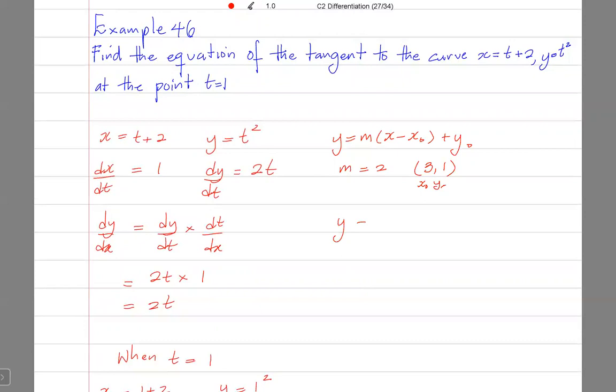So y would be equal to 2 into x minus 3 plus 1. Distributive law, y is equal to 2x minus 6 plus 1. y is equal to 2x minus 5 is the tangent to the curve with parametric equation x is equal to t plus 2, y is equal to t squared at the point where t is equal to 1. Did you get it?